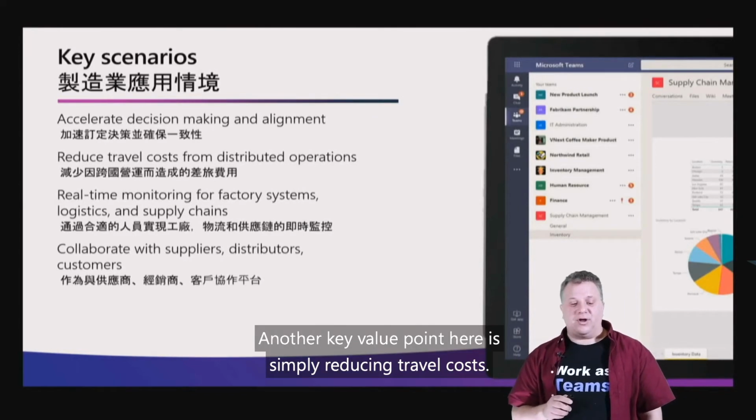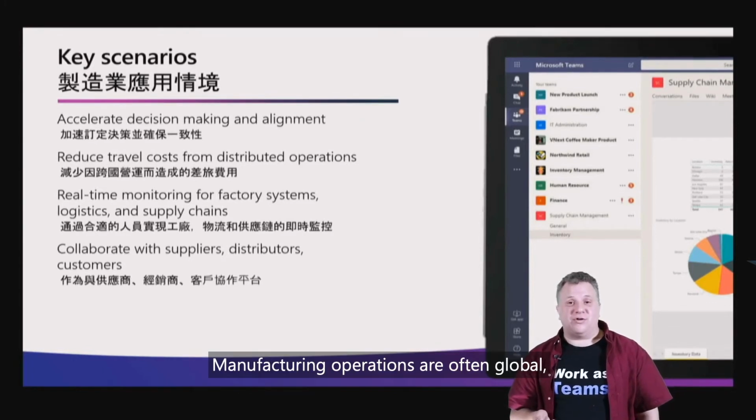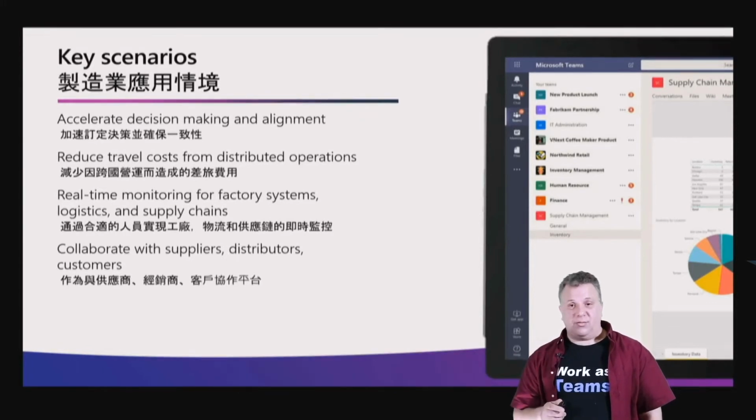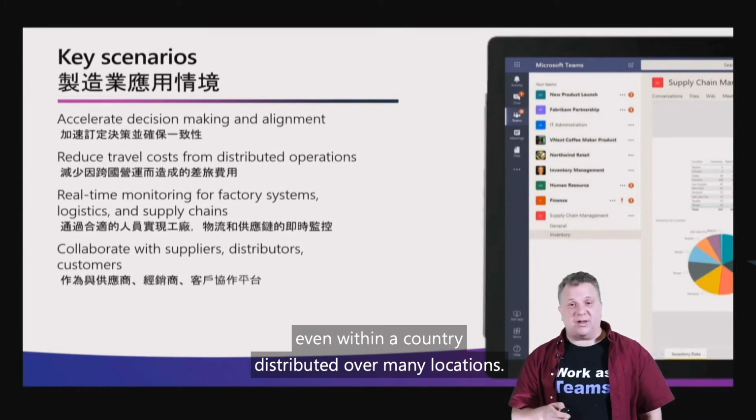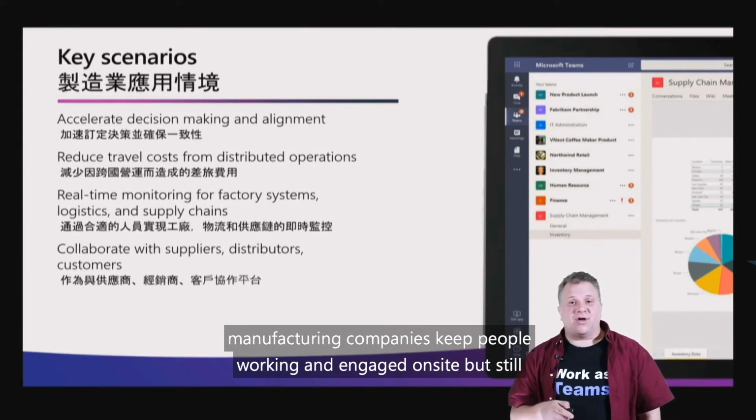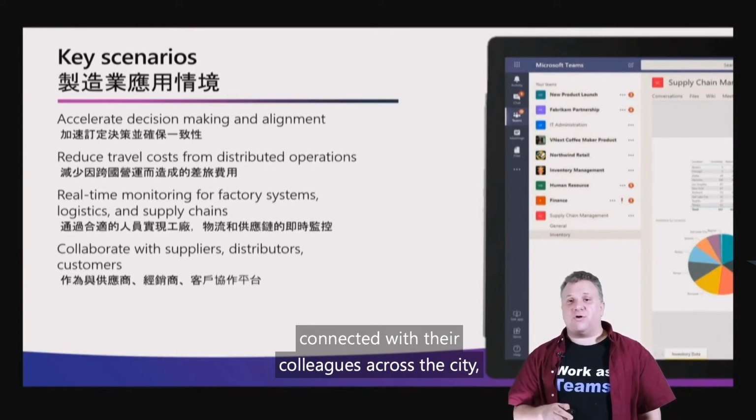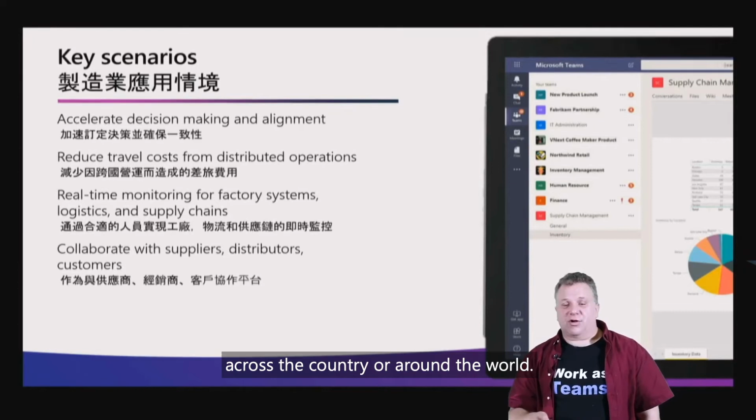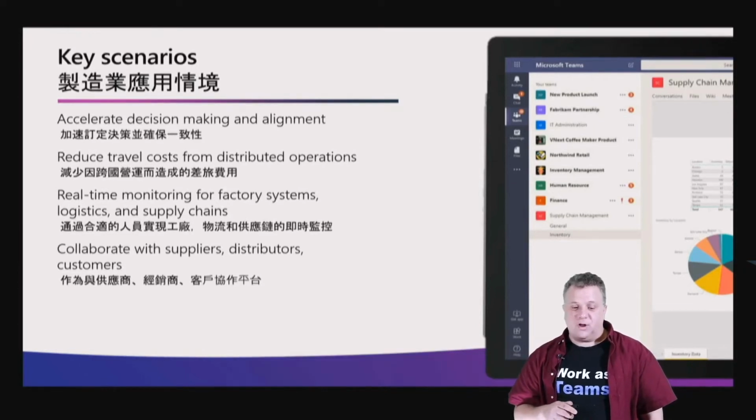Another key value point here is simply reducing travel costs. Manufacturing operations are often global, or even within a country, distributed over many locations. Having online meetings and Teams meeting room devices can really help manufacturing companies keep people working and engaged on site, but still connected with their colleagues across the city, across the country, or around the world.